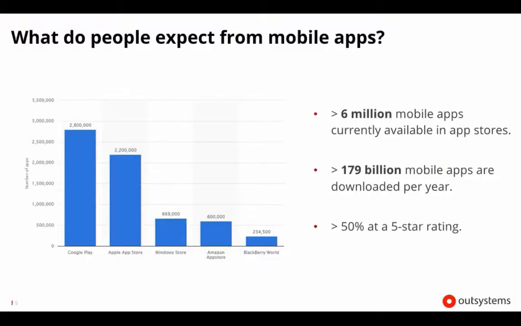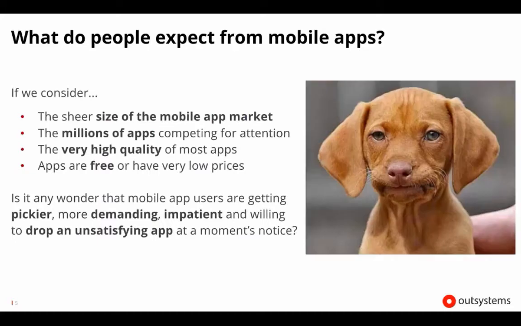So, for an introduction, let's consider what we expect from mobile apps. And I'll start by sharing some numbers that I found. These days, there are over 6 million mobile apps available in stores, which amount to 179 billion downloads a year. More than half of those have a 5-star rating.